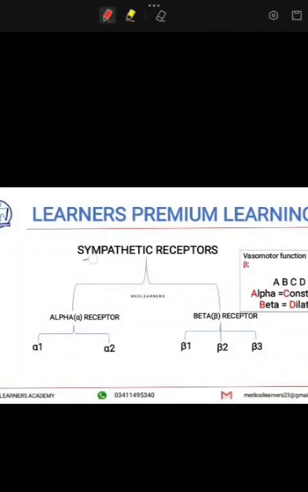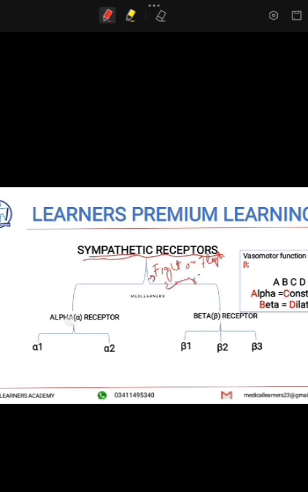Today we'll be discussing sympathetic receptors. This is an important part of ANS pharmacology, the autonomic nervous system pharmacology. We have to learn pharmacology based on its receptors. So today we'll discuss sympathetic receptors. Basically, the sympathetic system is related to the fight or flight situation. It's activated in emergency conditions, in emergency situations.